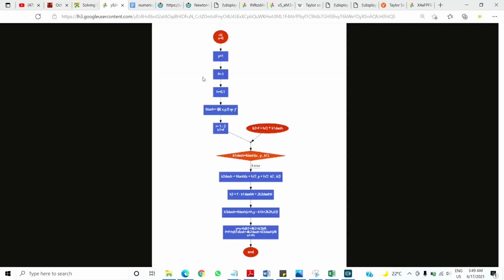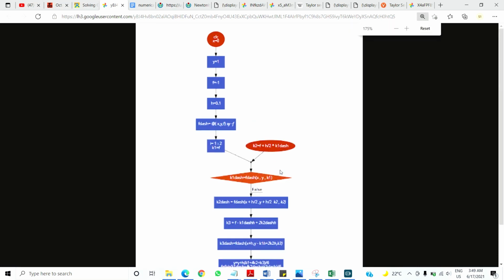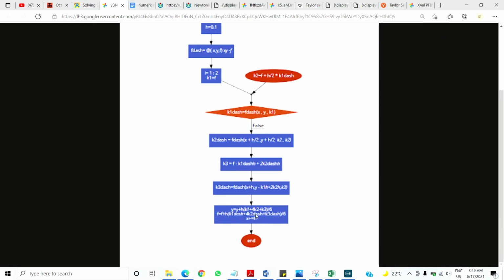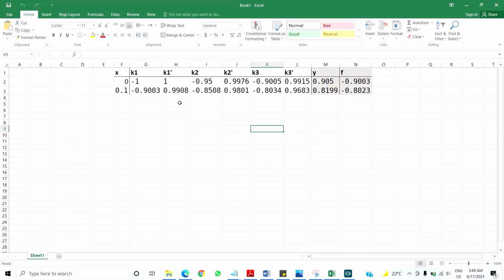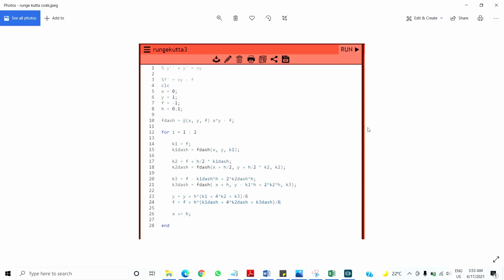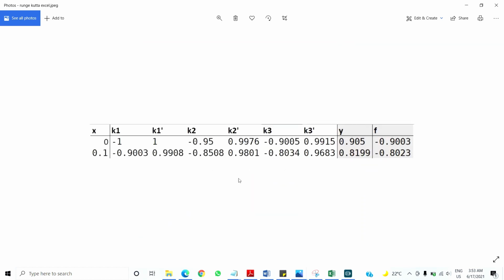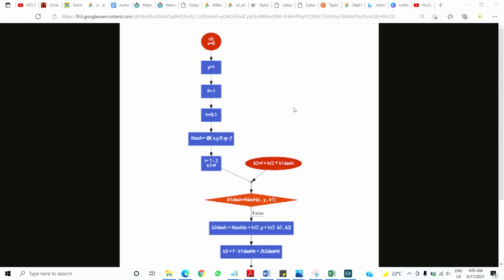And here is the flowchart. We calculate K1, K2, K3, and K1 dash, K2 dash, K3 dash. And finally, here is the Excel sheet detailing the answer. So here is our code, here is the output answer, and here is the Excel sheet showing in details. Okay, here is the Runge-Kutta flowchart.